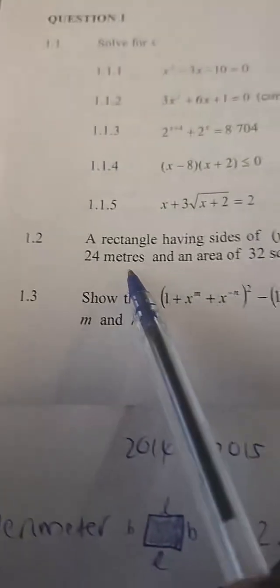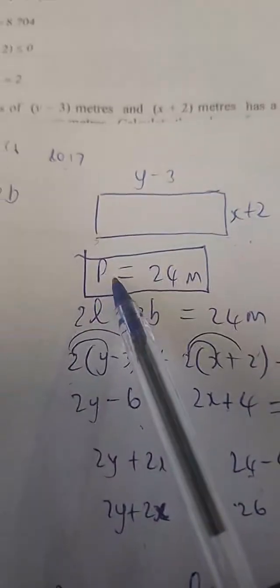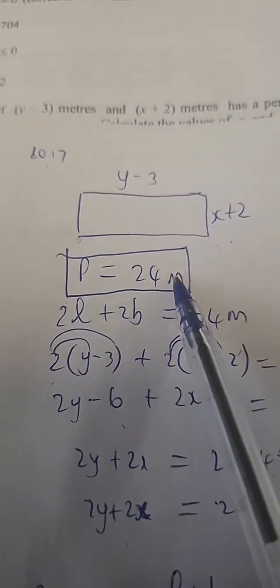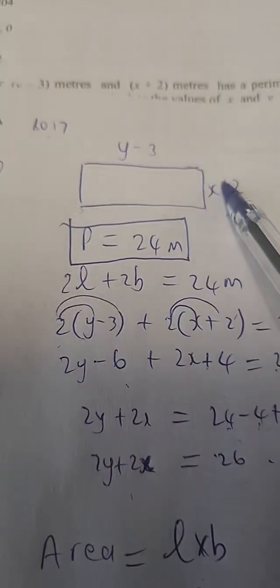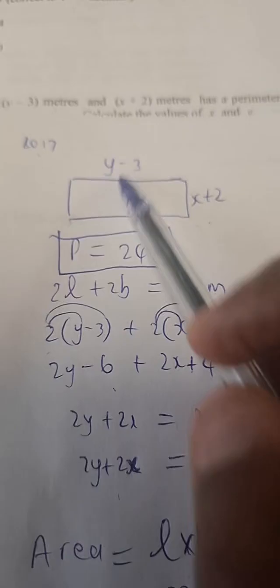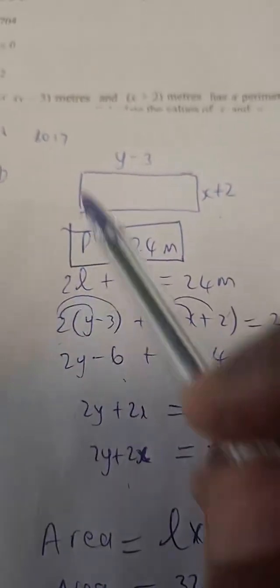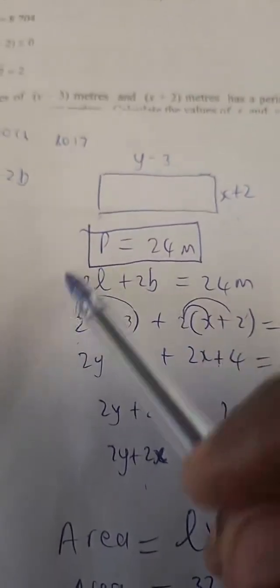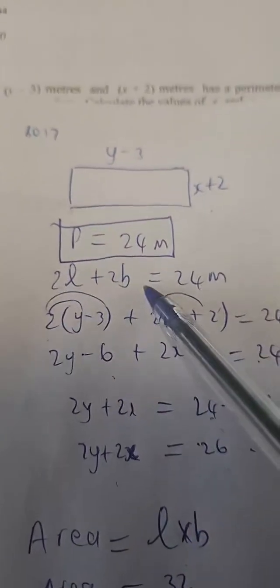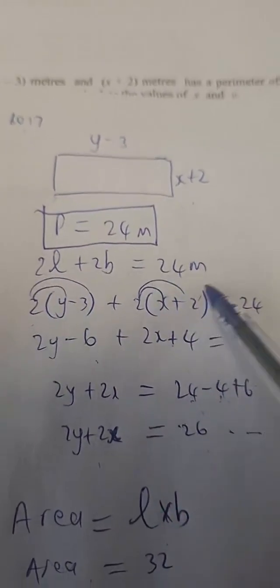So we are told here that the perimeter is what? 24 meters. So I know that P, my perimeter, is 24 meters. But what is the formula for perimeter for a rectangle? How many lengths? 2 of them. 2 lengths. How many breadths? 2 of them. 2 breadths. So 2 lengths plus 2 breadths is the formula for the perimeter of a rectangle. So I'm saying this is equal to what?